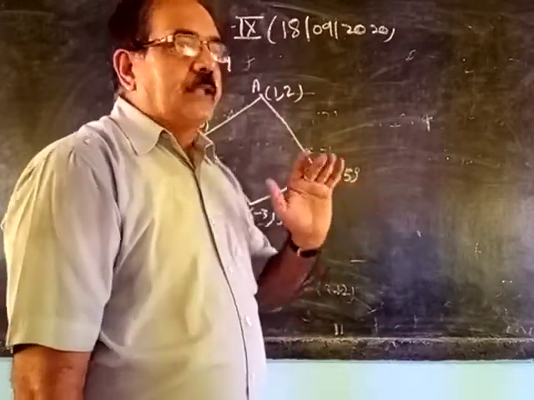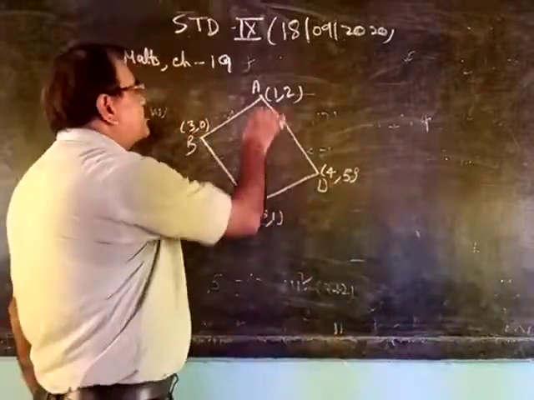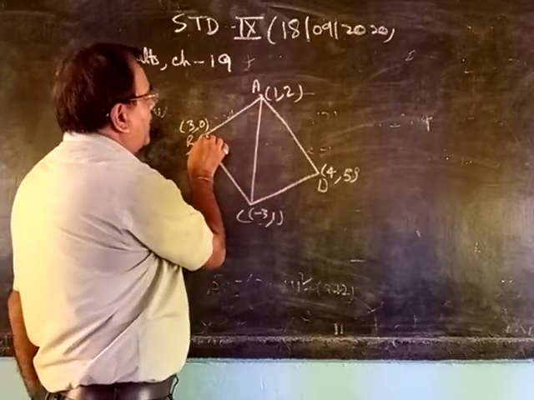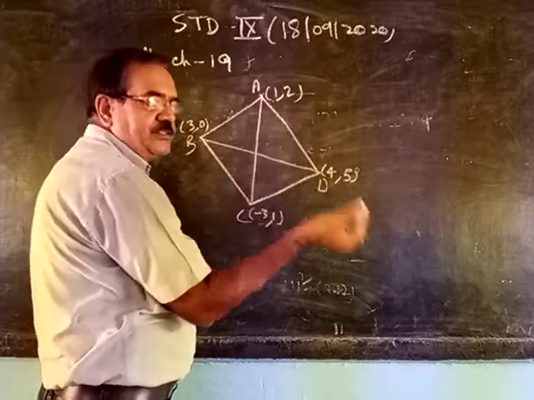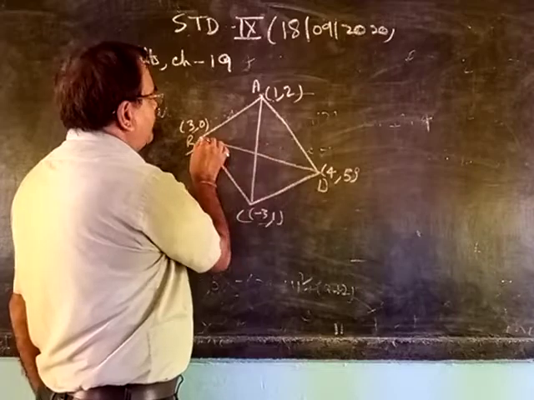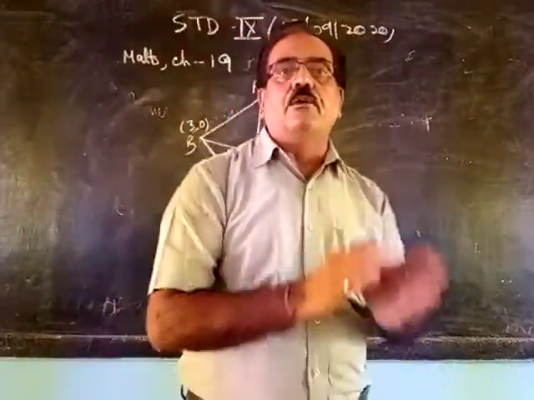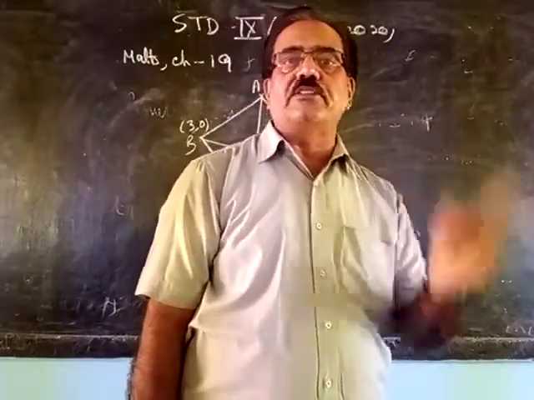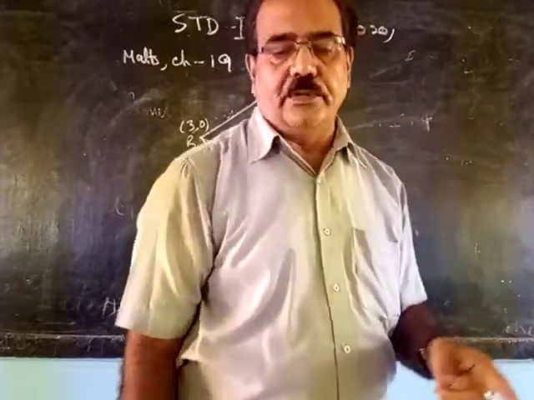Right? Then how will you distinguish whether it is a rhombus or a square? Next you have to find diagonal AC and diagonal BD. A and C, these coordinates, find the distance AC. Then BD, these coordinates, the distance BD. If the diagonals AC and BD are not equal, then it proves it is a rhombus, not a square. If they are equal, then it is a square, not a rhombus.